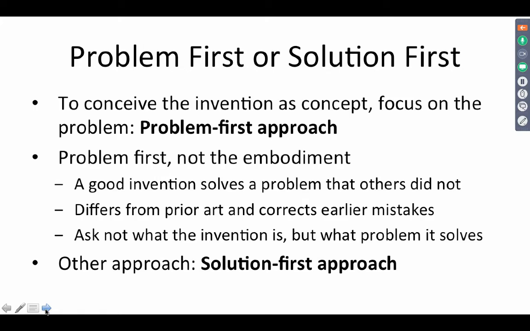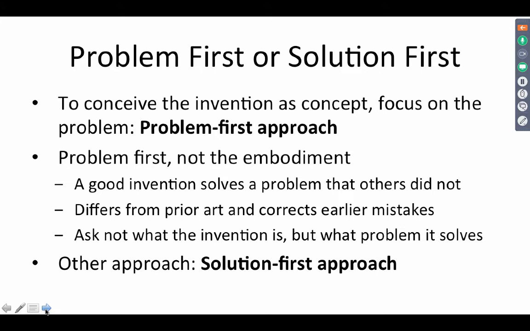So you could look at the solution first and come up with a description of it. Now, to conceive the invention as a concept, we had mentioned that the focus should be on the problem. In the context of Lode's patent in the earlier lecture, the problem was that the existing prior art writing instruments could not write on rough surfaces. So you present your invention as a solution to that problem. This is a case where we consider the problem first. That is what we call the problem first approach.